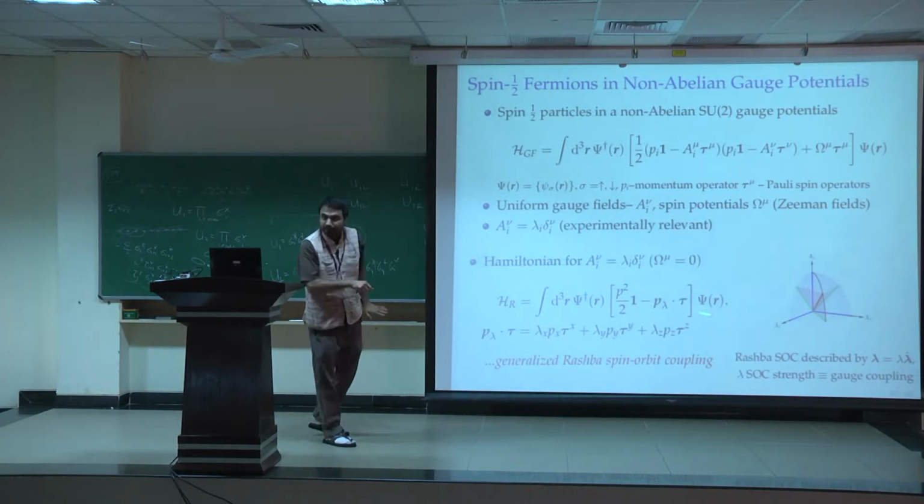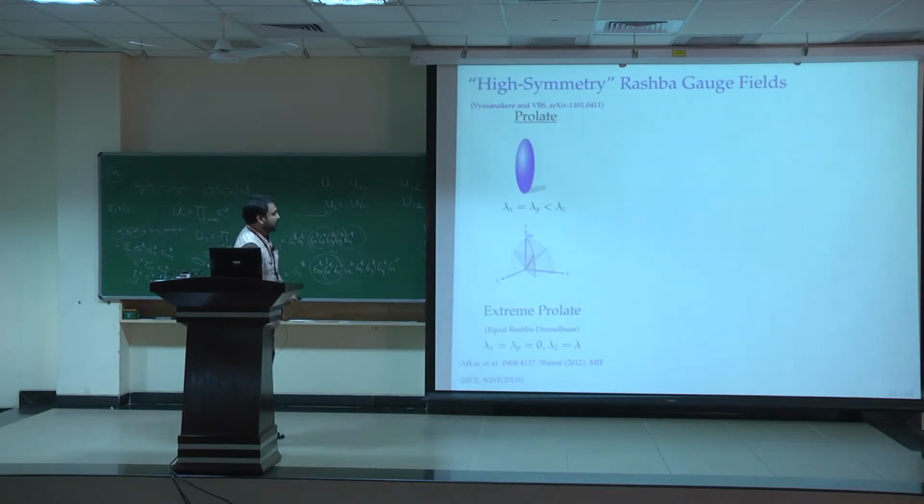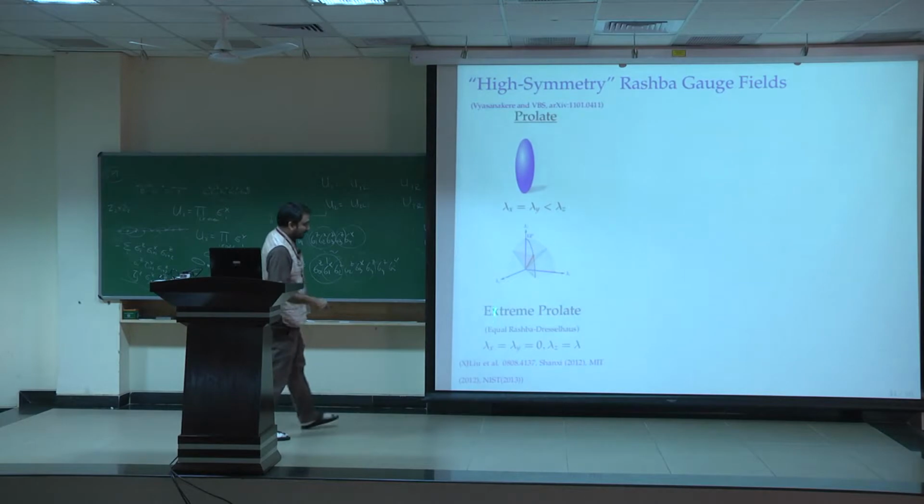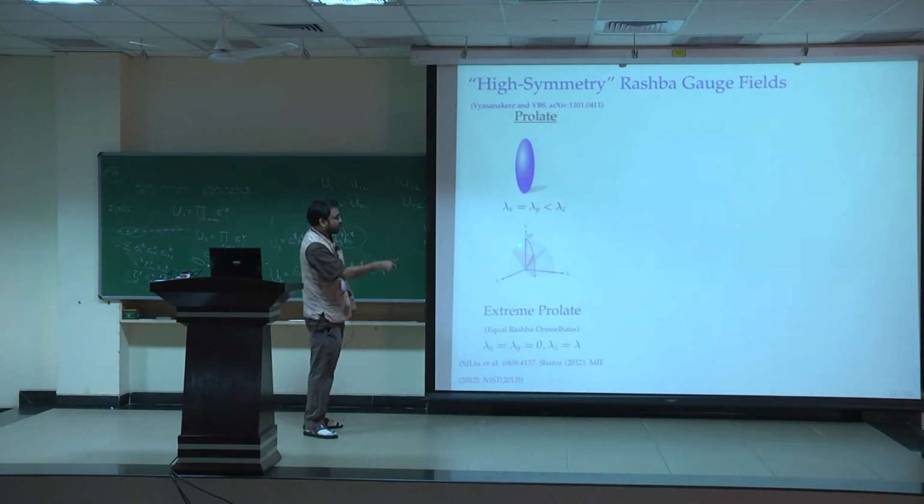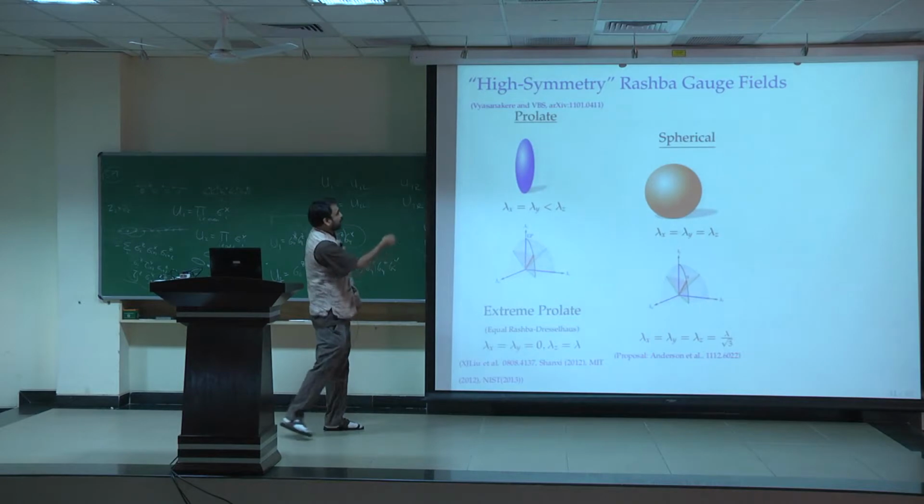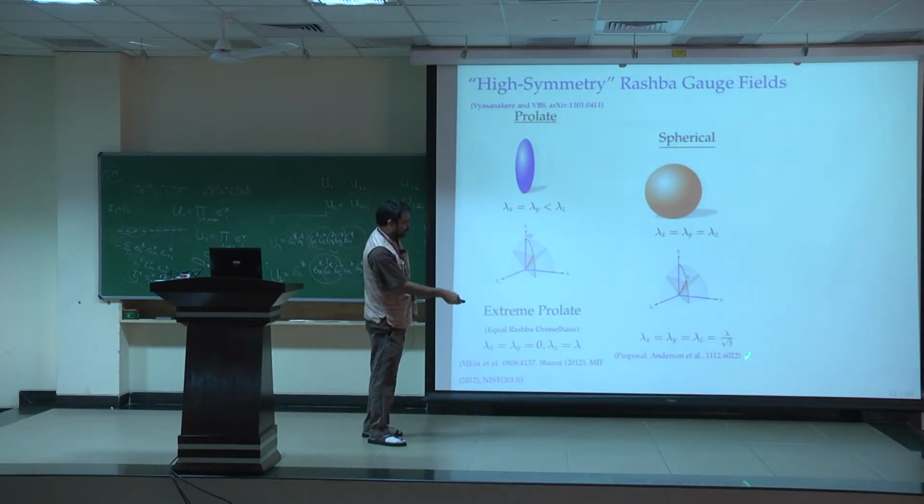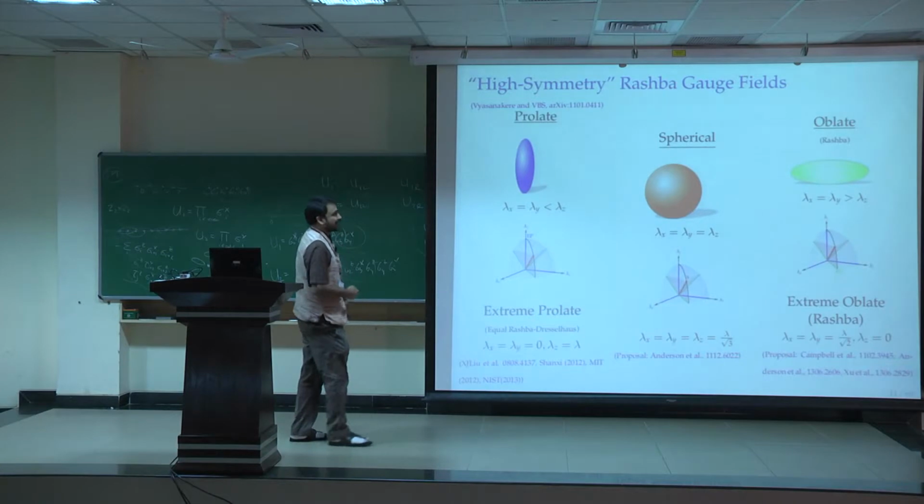So this is the picture. Okay. All right, so what are the kind of gauge fields people are interested in? If you have gauge coupling just in one direction, so for example, when lambda x, lambda y is equal to 0 and lambda z is equal to lambda, this has already been realized experimentally in these groups. So we call them prolate gauge fields. If you have gauge coupling in all directions, there is a proposal for this. You see the point will lie here, and it's a spherical gauge field.